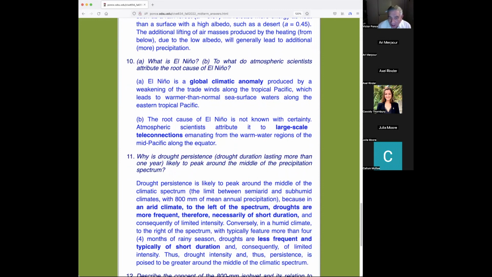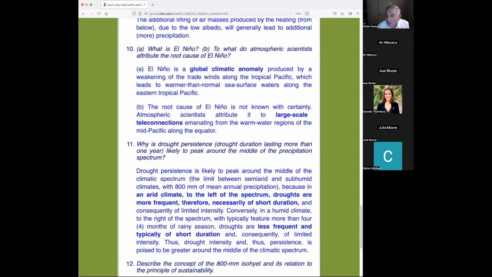Okay. The root cause of El Nino is not known with certainty. Atmospheric scientists attribute it to large-scale teleconnections emanating from the warm water regions of the mid-Pacific around the equator. This is interesting because the atmospheric scientists talk about the large-scale teleconnections. And I put it in our writing because we researched this. Mr. Shetty did all this work in the year 2002. He was my co-author.